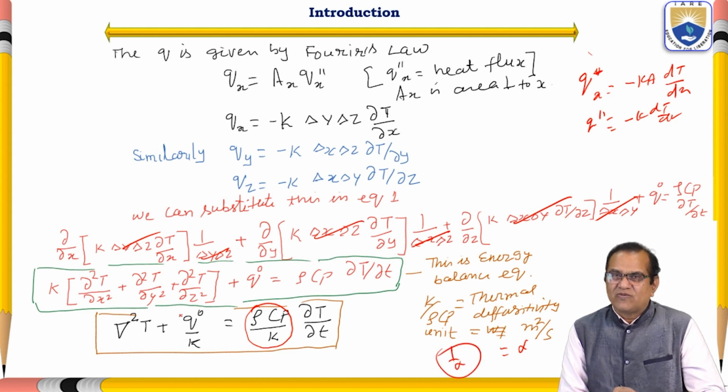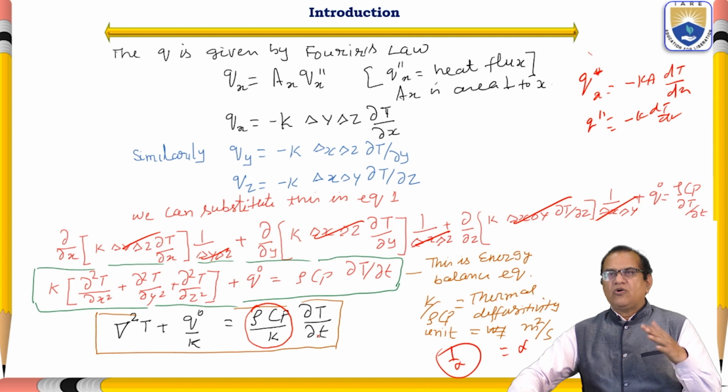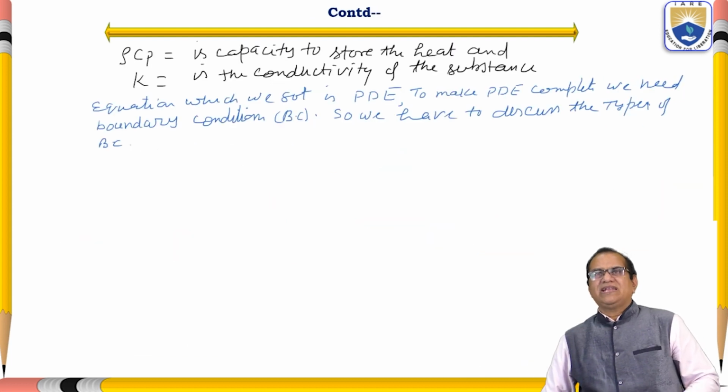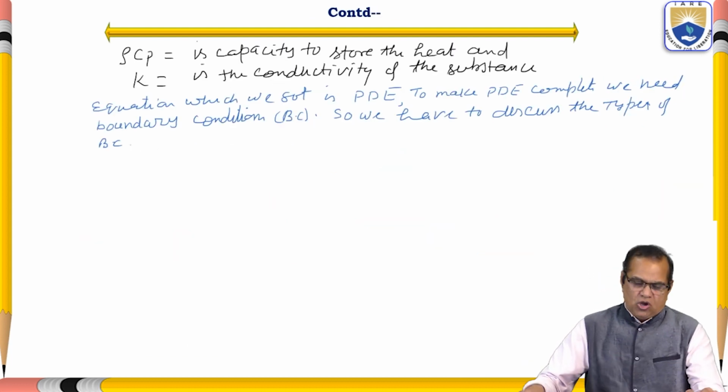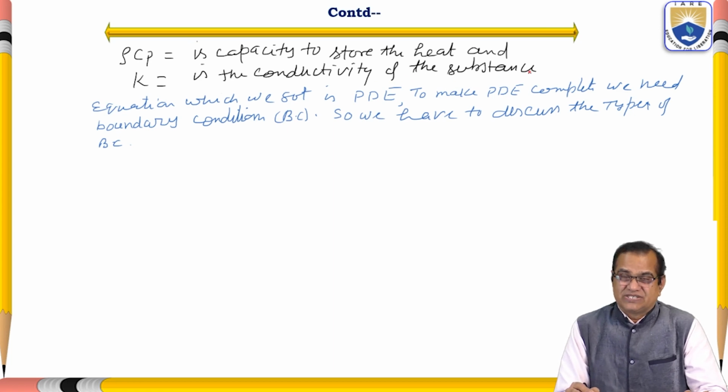So we got this equation, the Laplacian equation: del square T plus Q dot by K is equal to rho Cp by K del T by dt. So now we have to see how we can sort this out. Here rho Cp is the capacity to store the heat, and K is the conductivity of the substance.